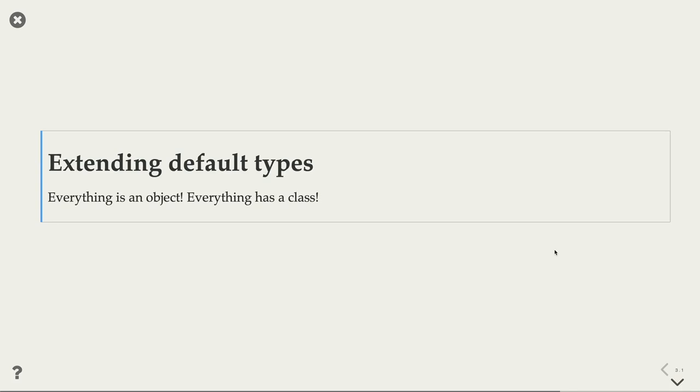All right, now we can talk about extending the default types. If you'll recall, everything is an object, everything has a class in Python. And that means that even these default objects that have default classes can be candidates for subclassing.